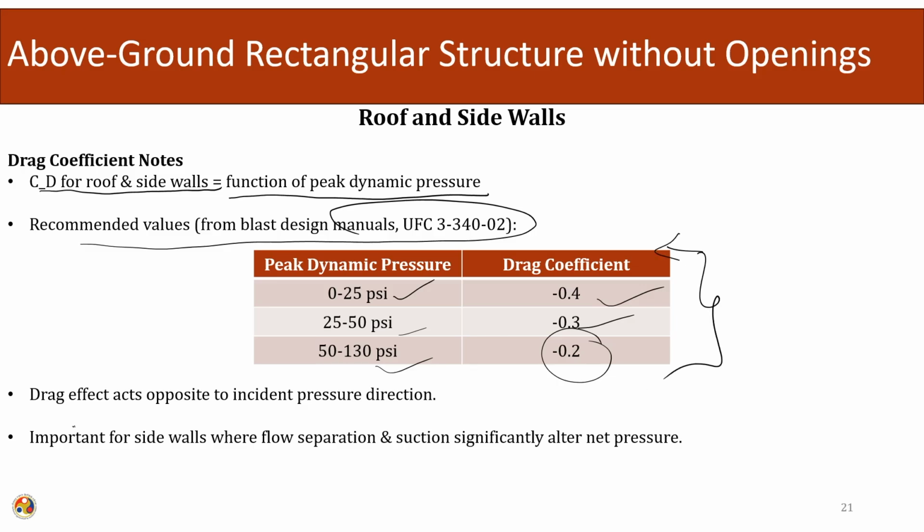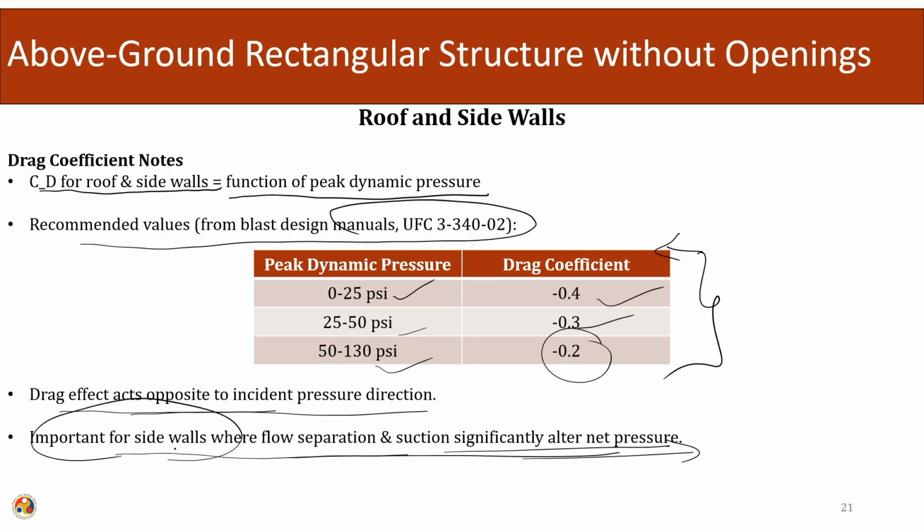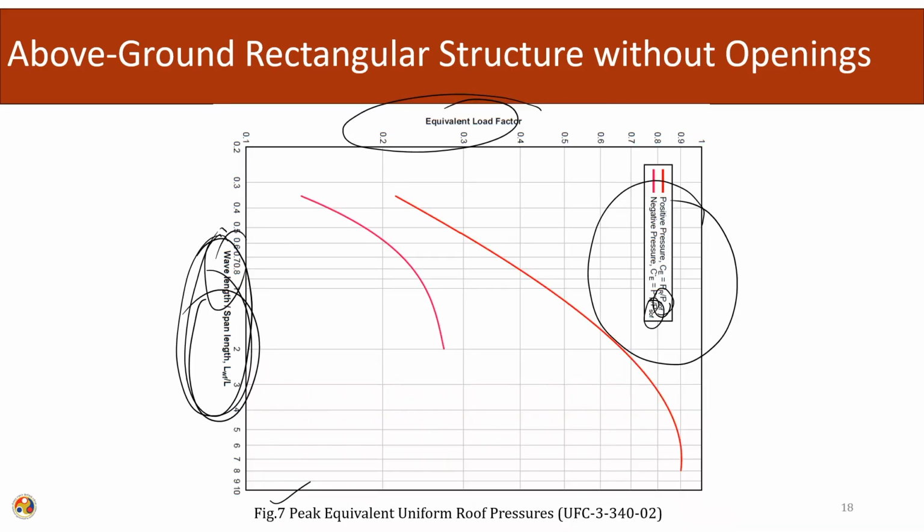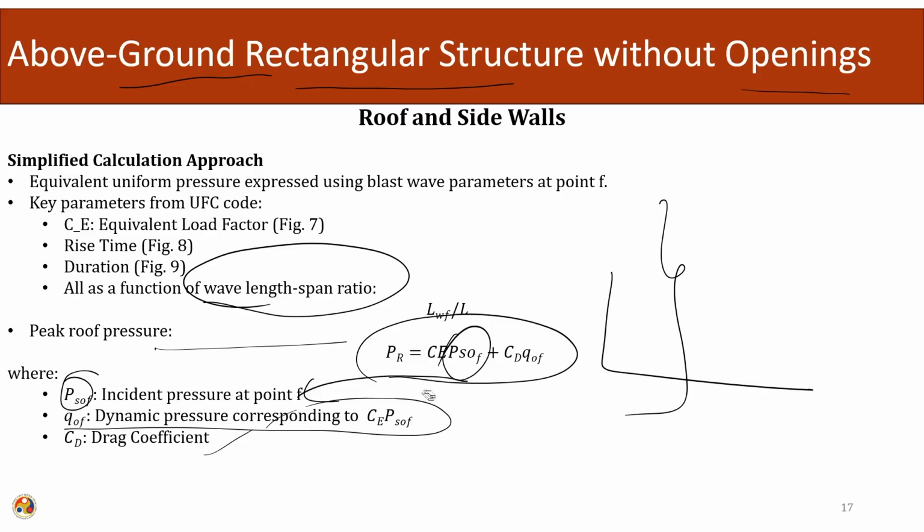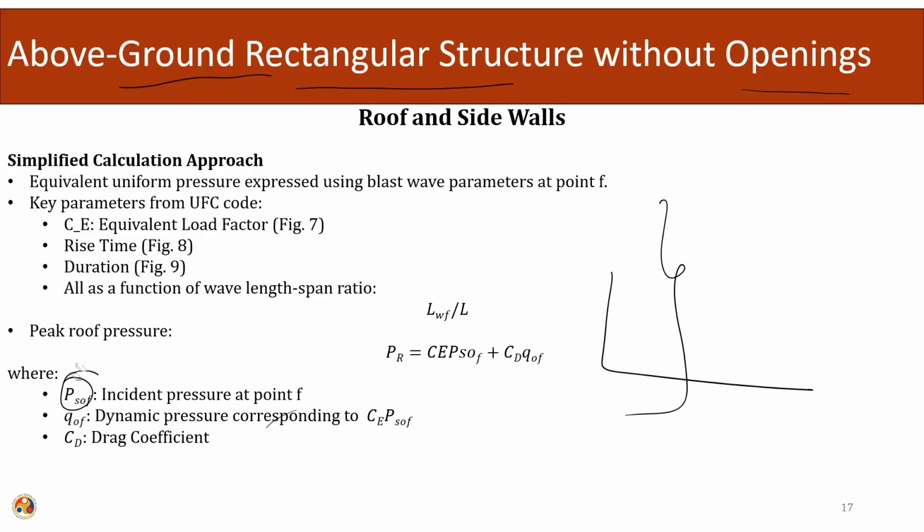The drag effect acts opposite to the incident pressure direction. This is important for the side wall where flow separation and suction significantly alter the net pressure. So, this comes into the picture in the roofs and the side walls where there is a suction component also occurring. Using all these quantities, we can calculate the effect of the reflected pressure on the side walls and the roof.